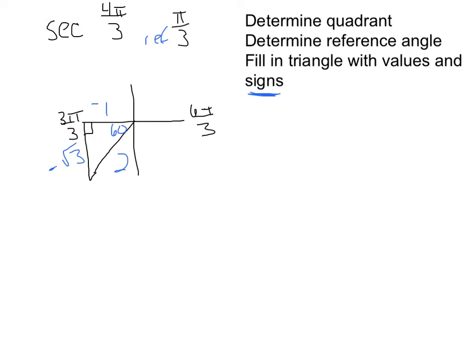So now all I have to do is find my value using my trig ratio. Secant is hypotenuse over adjacent. My hypotenuse is 2. My adjacent is negative 1. So my value is negative 2.